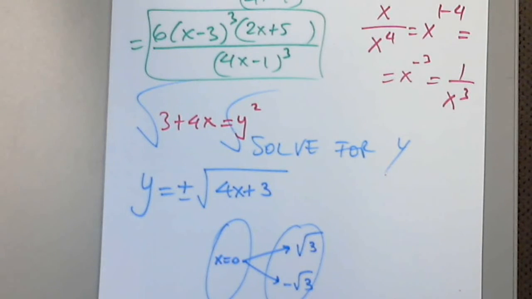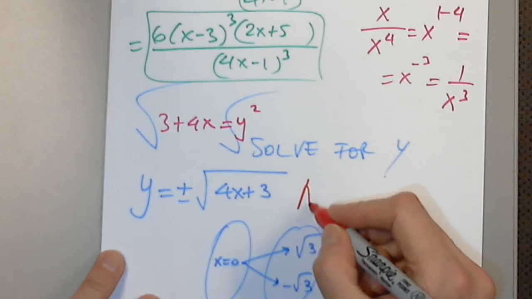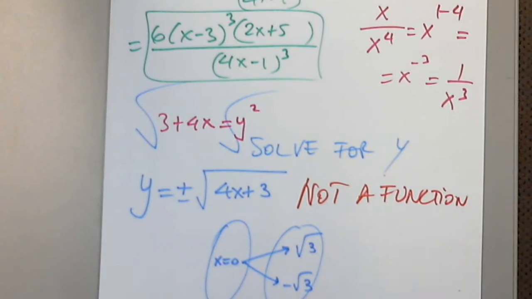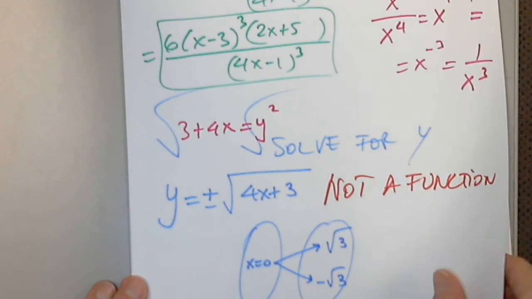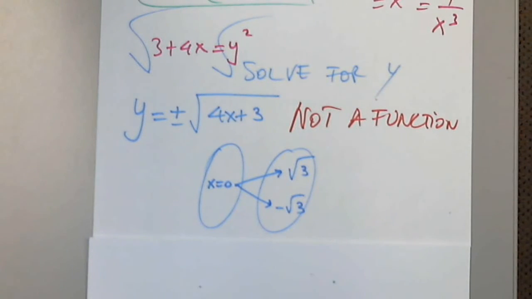Does it represent a function or not? Not. Because for one x value, exactly, not a function. Because of the plus or minus. It's 2 functions, actually. Very good. Next problem. Next question, please.